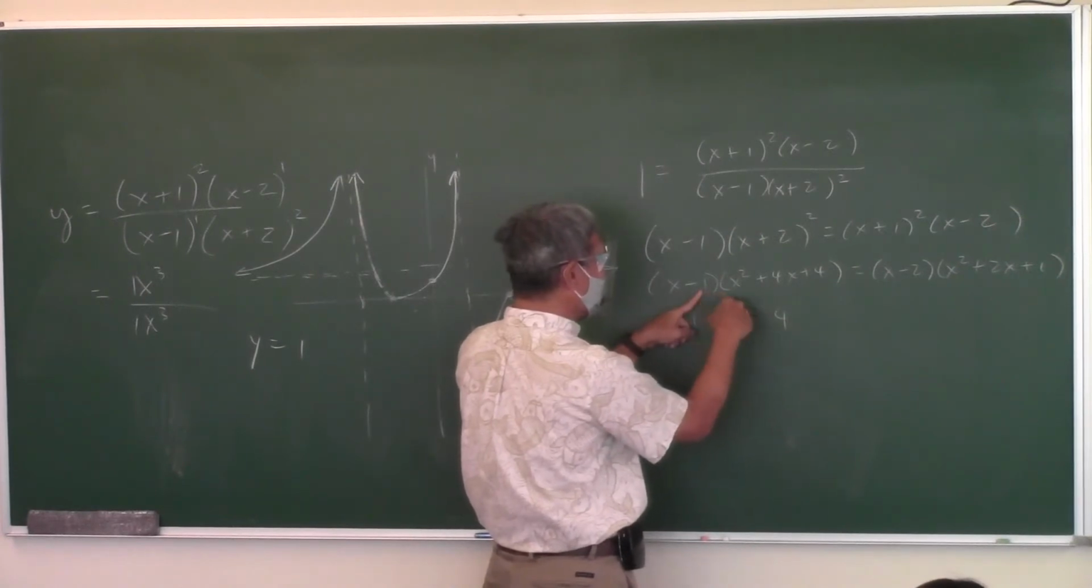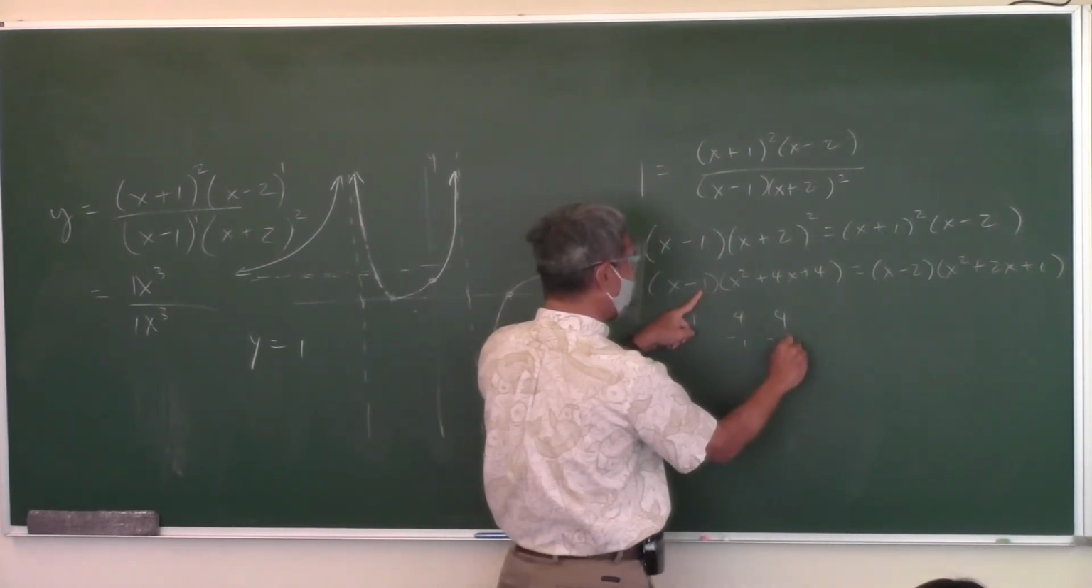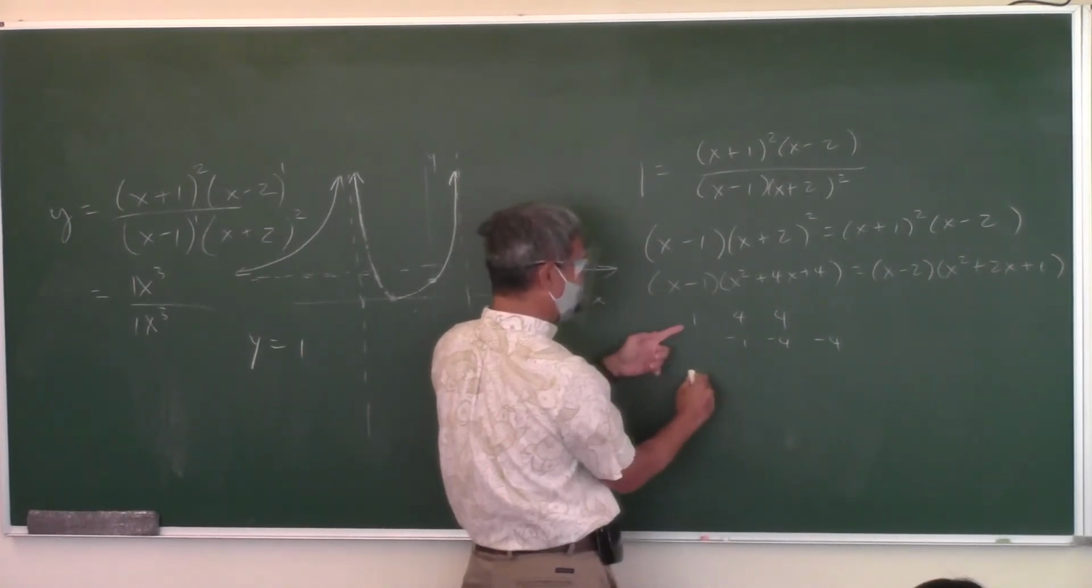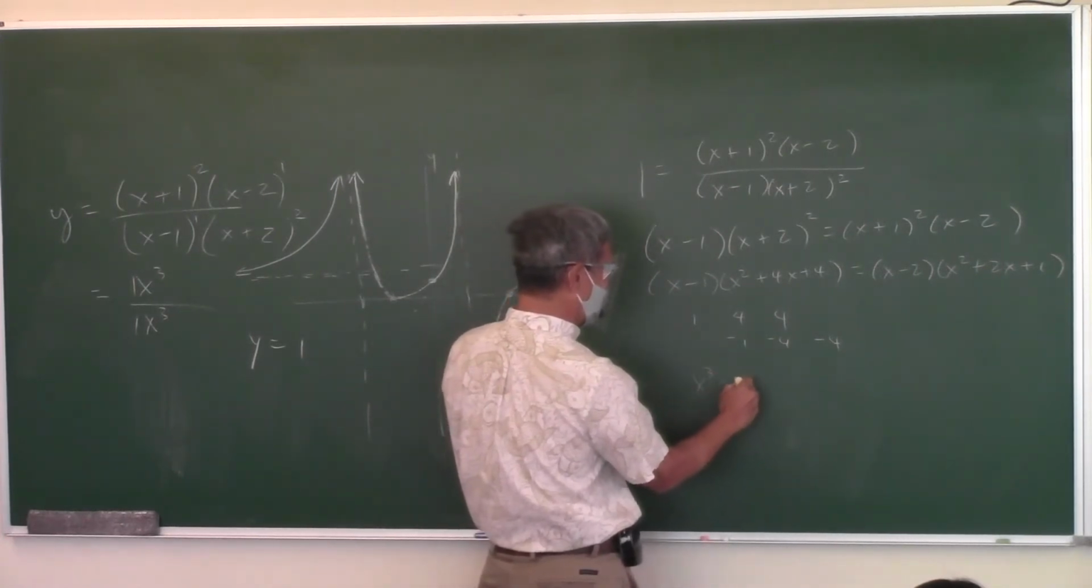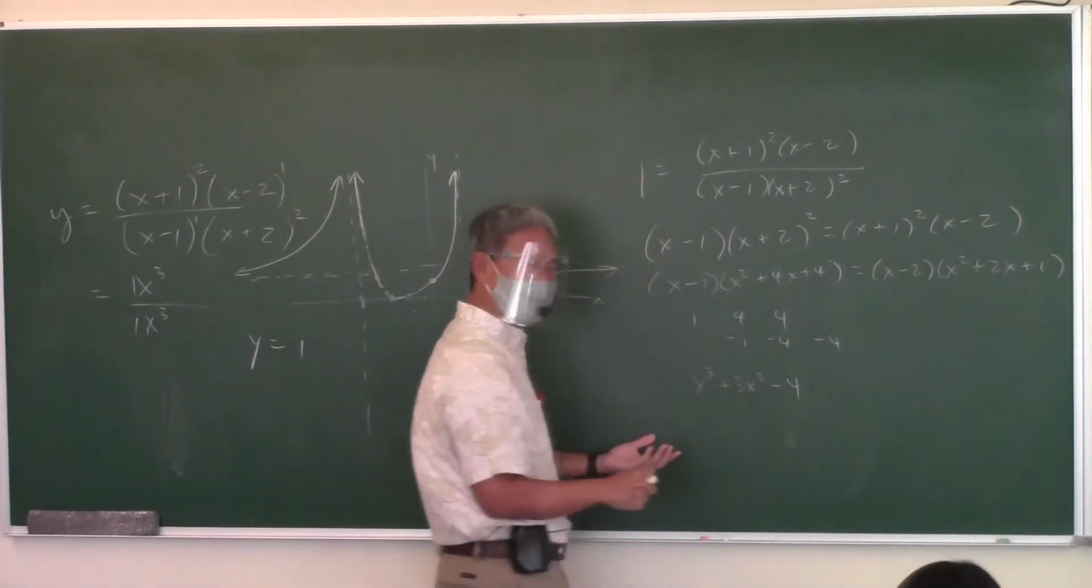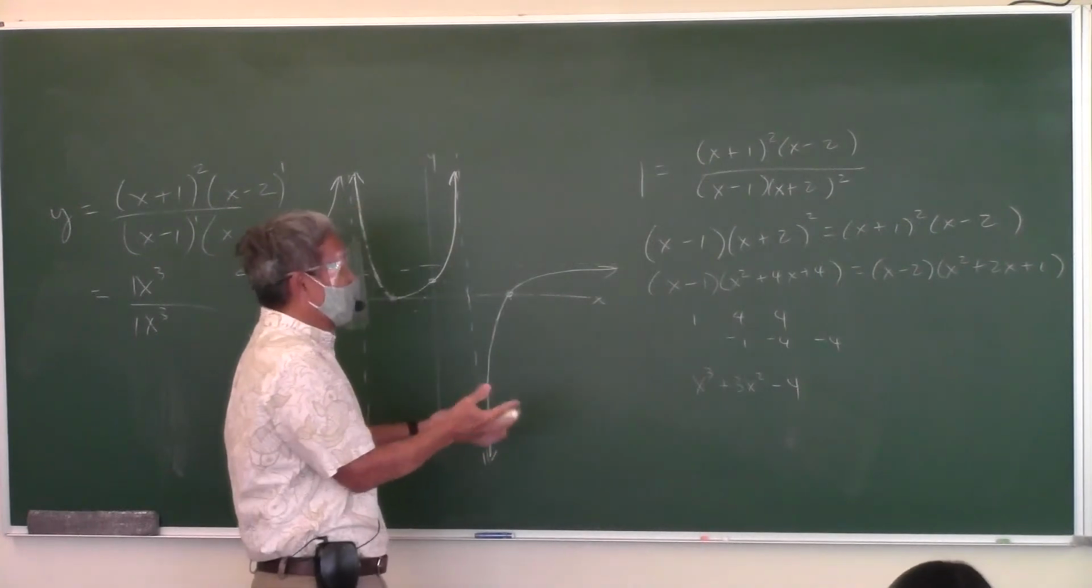Take the second term, distribute. So then what does this stand for? X to the third plus 3x squared plus 0x minus 4. I don't care how you do it, just do it correctly, okay?